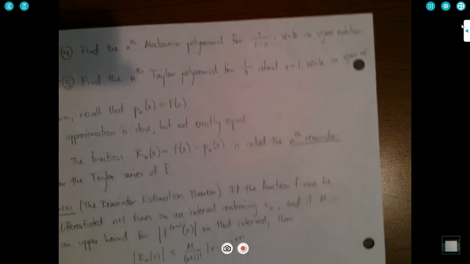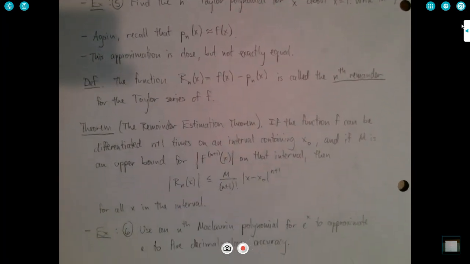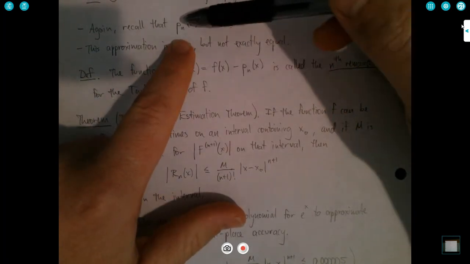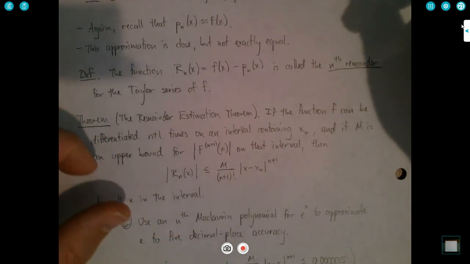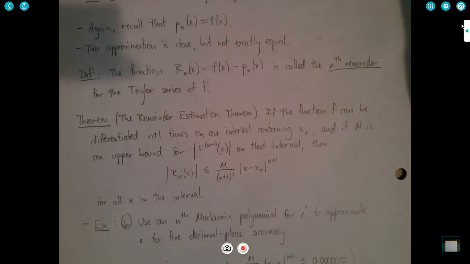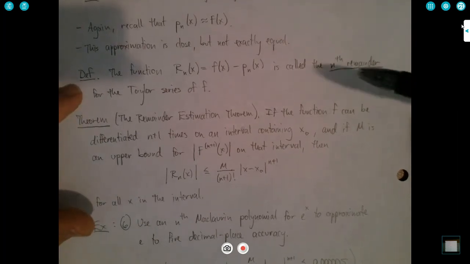So what do I have left to say in this section? Well, as I've been mentioning, these Taylor polynomials are approximations for these functions that we're looking at. The approximation is close, but not exactly equal. And so there's going to be some error, some remainder, that's what we'll call it, right?